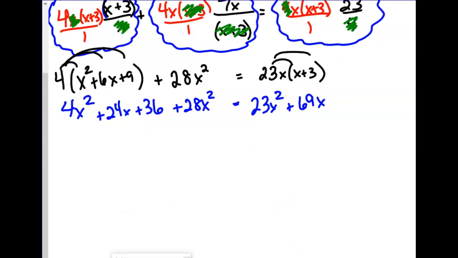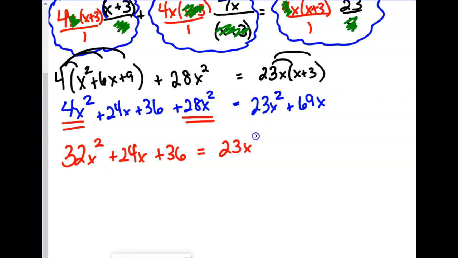Y'all, we have a quadratic and it's kind of a mess right now. So I'm going to go ahead and simplify the left side. I'm going to bring things over to the left side next time. So I'm going to combine these, make this a 32x squared. And then we still have the 24x and 36.